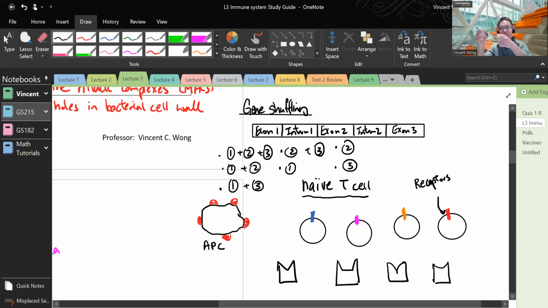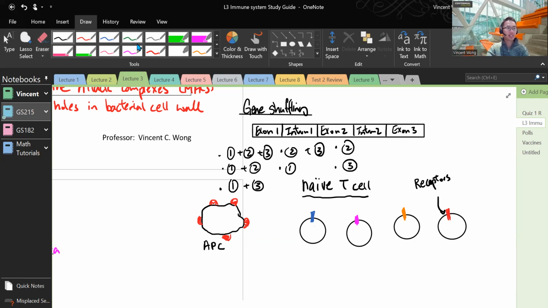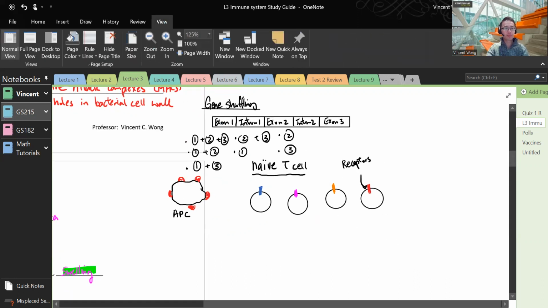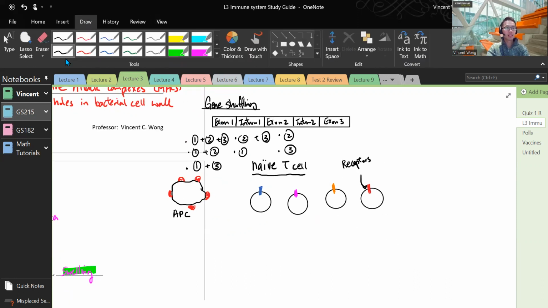And remember, the APC is just going to be constantly presenting these foreign antigens to the naive T cells until it is able to find one that has the correct receptor. So this one is like a semicircle, so this would fit nicely in there, and that would activate a naive T cell. Does that make sense? Any question about any of the stuff that I just said? Please ask. Again, it's very hard for me to read the room because I can't physically see everybody's face.